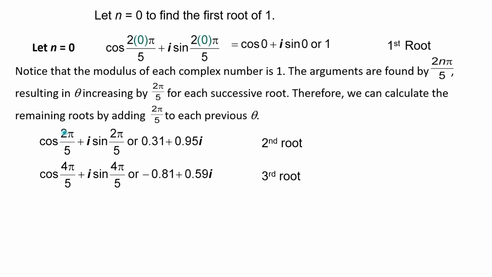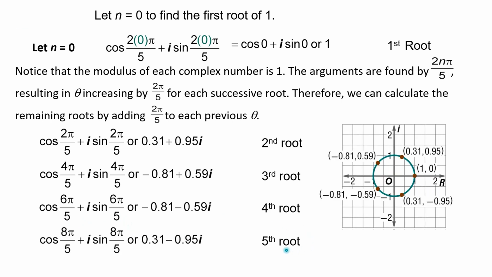For the third root, we add 2 pi by 5 here, so we get 2 pi by 5 plus 2 pi by 5, which gives us 4 pi by 5. And we evaluate cos 4 pi by 5 plus i sin 4 pi by 5. For the fourth root, we again add 2 pi by 5 and evaluate the expression. And for the fifth root, we again add 2 pi by 5, evaluate and find the value for the fifth root. The last thing is to plot all the roots on the Argand plane.